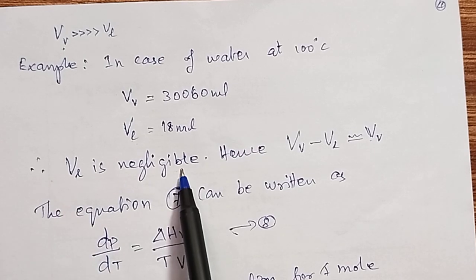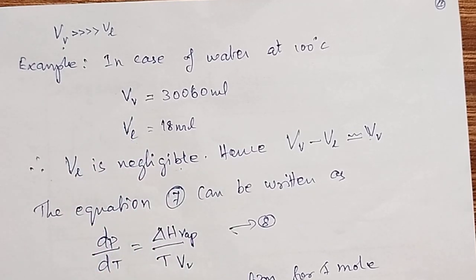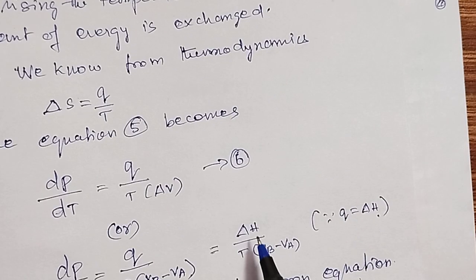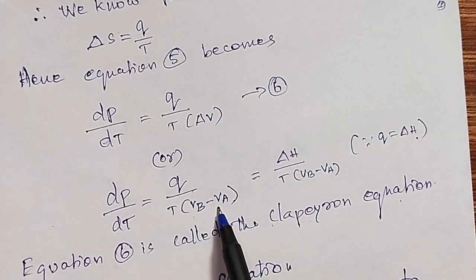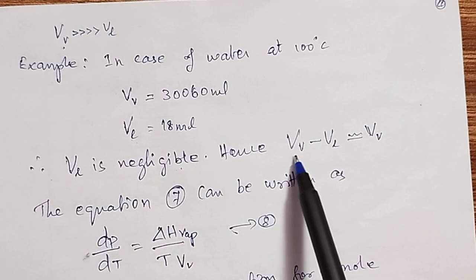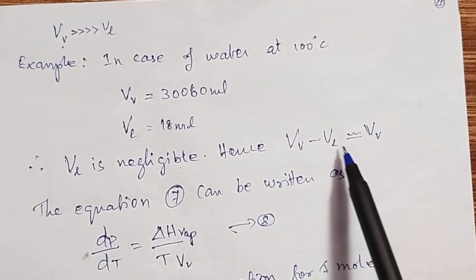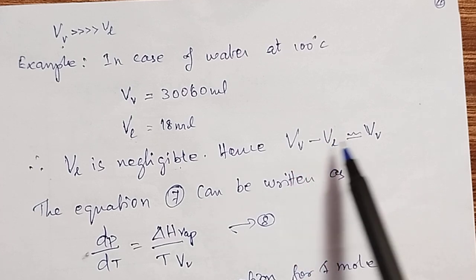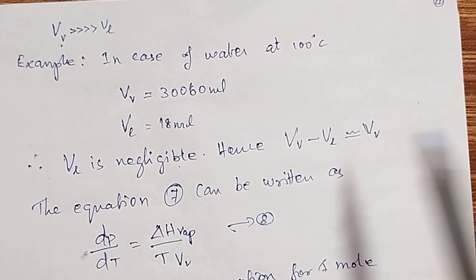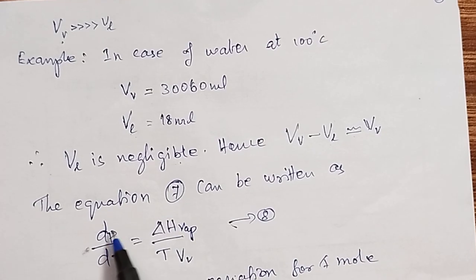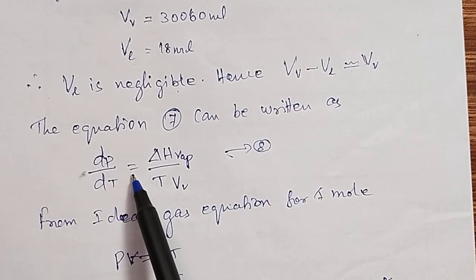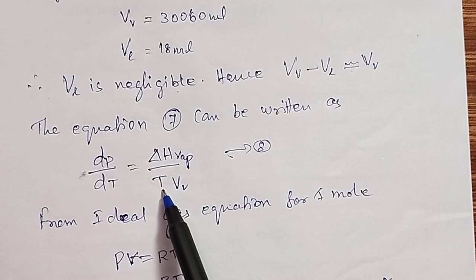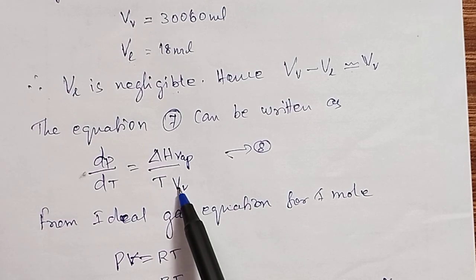So Vl becomes negligible, and therefore the delta V that we have changed into Vv minus Vl becomes approximately equal to the volume of the vapor. Substituting this in the equation, I get dP by dT equals delta H vaporization divided by T into the volume of vapor alone.